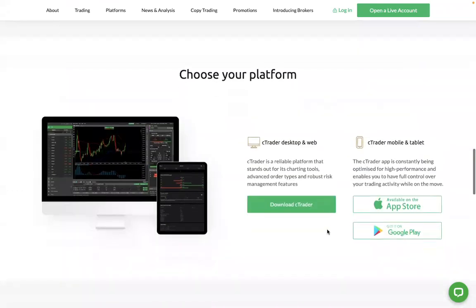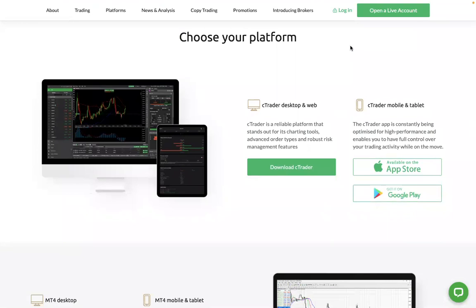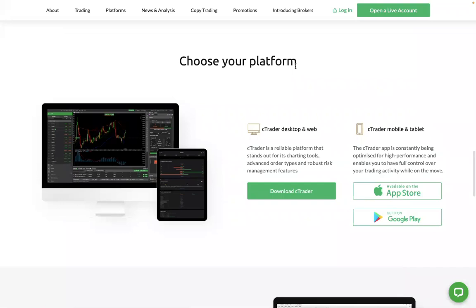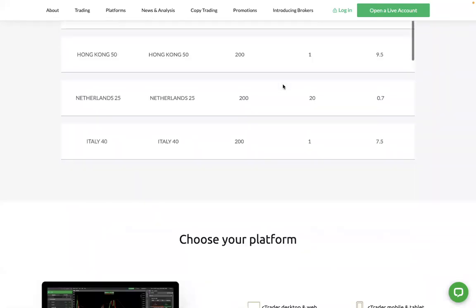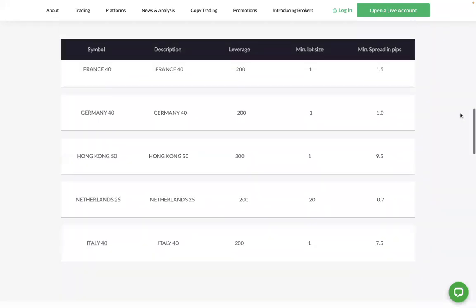You can, of course, choose your platform. You can use the cTrader desktop and the web version, or you can choose to trade using your mobile or tablet, of course, if you want to do this on the go. So pretty easy situation here. I think that everything is clear. There's no need to explain anything else.